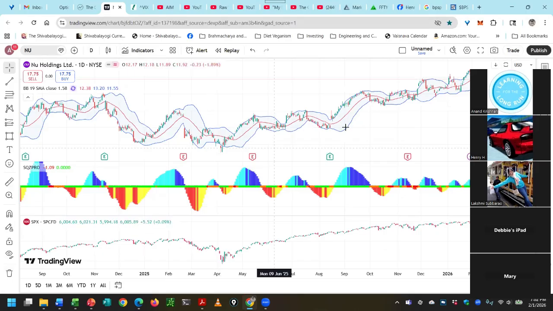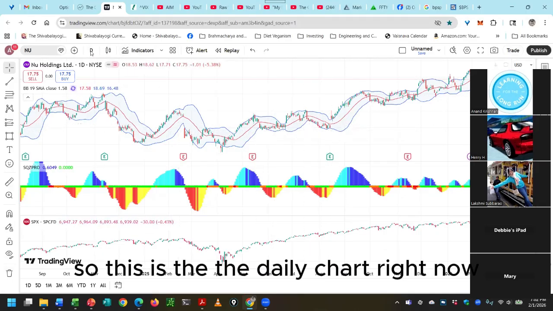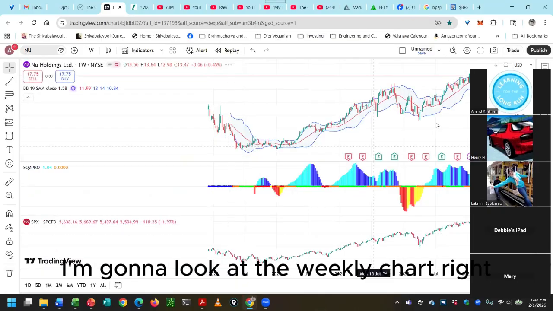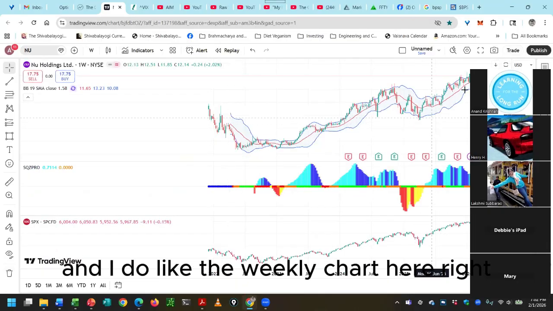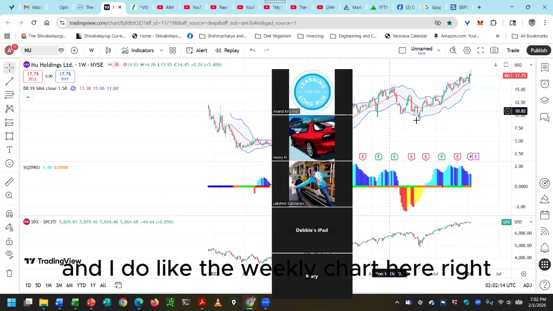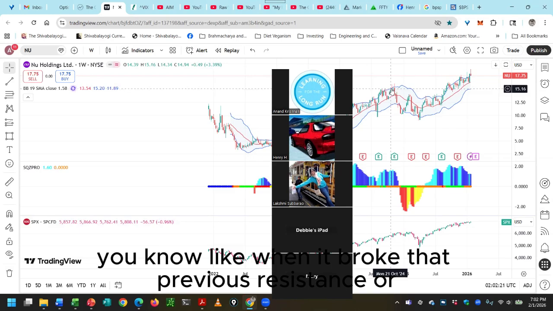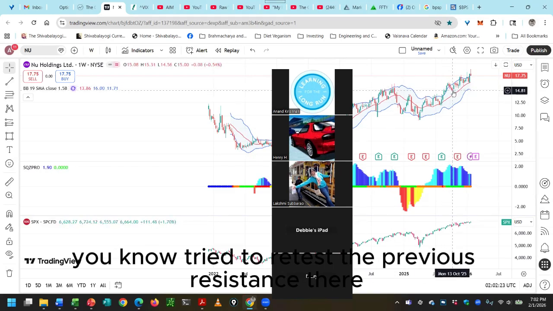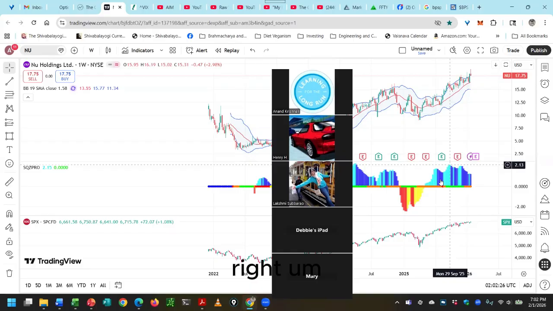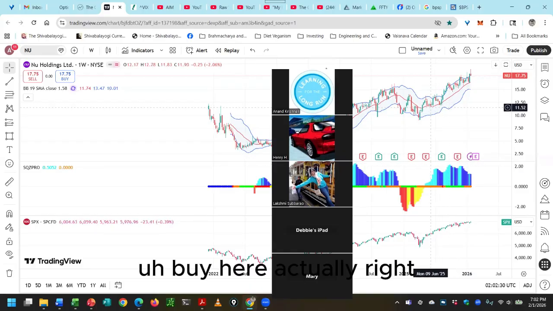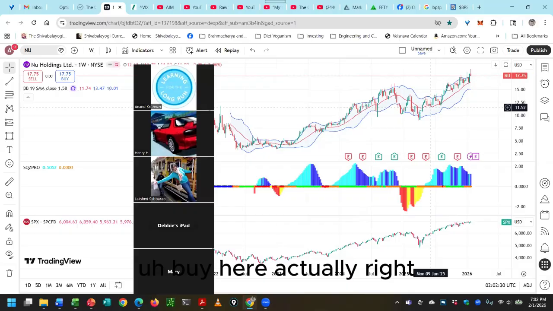Let's check. So this is the daily chart, right? Now, if you're looking for longer term, I'm going to look at the weekly chart, and I do like the weekly chart here. I personally might have liked to buy in when it broke that previous resistance, or tried to retest the previous resistance there. Pretty decent long-term buy here, actually.